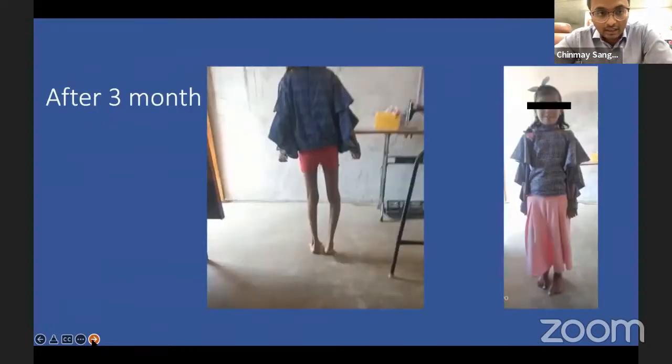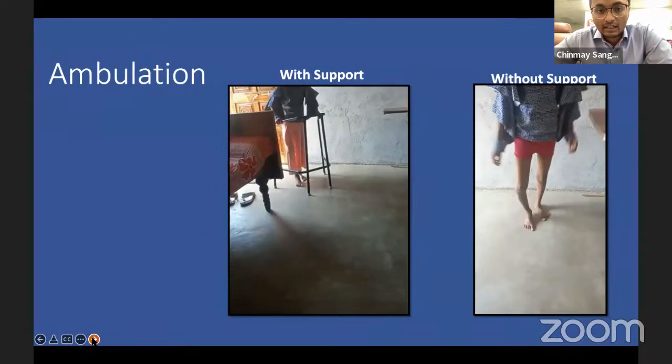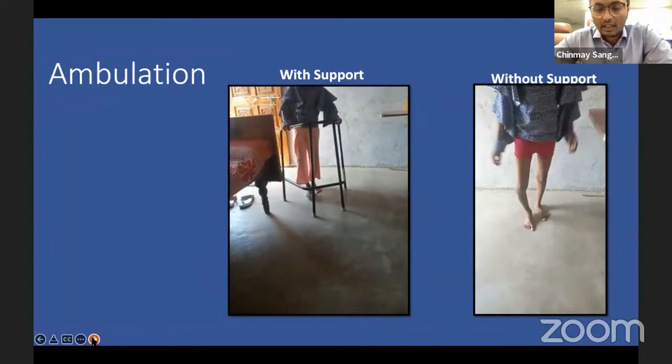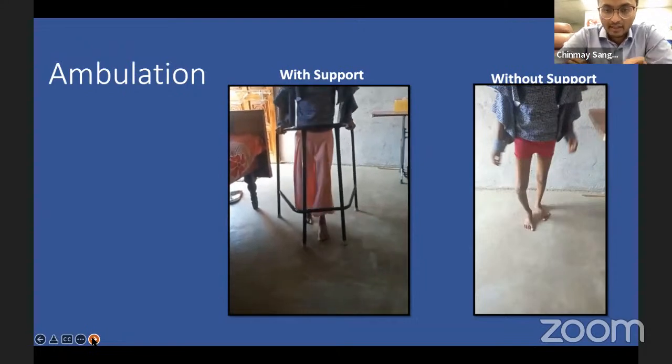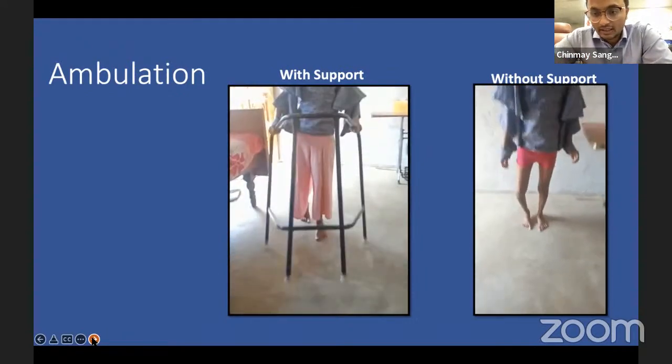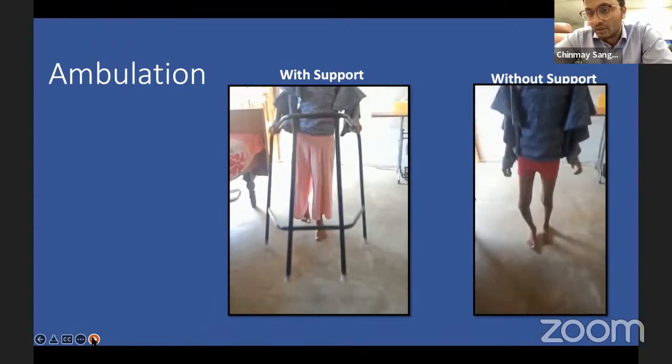So after 3 months, as I expected, there is a joint deformity. We can clearly see there is a proximal tibia deformity, the tibia is going into varus. On the walking side, she is walking with support and without support both, but her knee is getting very stiff. She is hardly able to do 20 degrees of knee flexion.